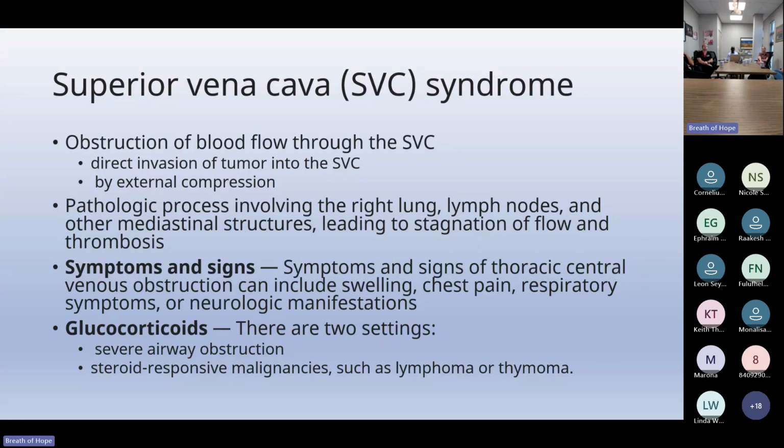Let's quickly have a look at superior vena cava syndrome. I think when I was doing my training in Joburg, we tended to see it quite commonly, but in private practice, I think we saw 1 or 2 cases.